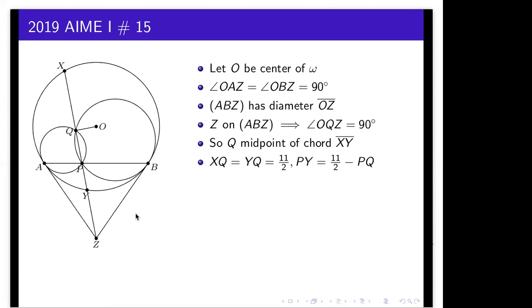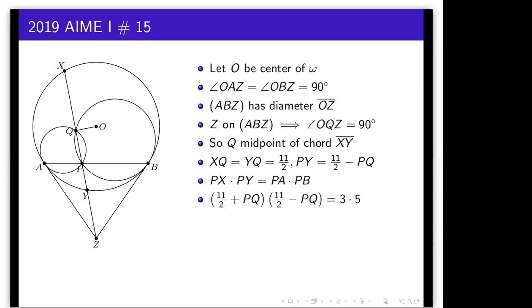So let's take power of a point at P. We know that PA times PB is PX times PY. We know that PA is 3, PB is 5, and PX and PY are 11/2 plus PQ and 11/2 minus PQ. And with this, we can use difference of squares, and this immediately solves for PQ squared, which is 61/4. So once we made the observation that Q was the midpoint of XY, the computation was really quite direct.